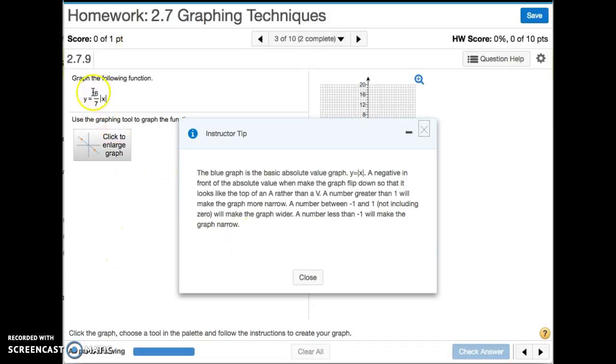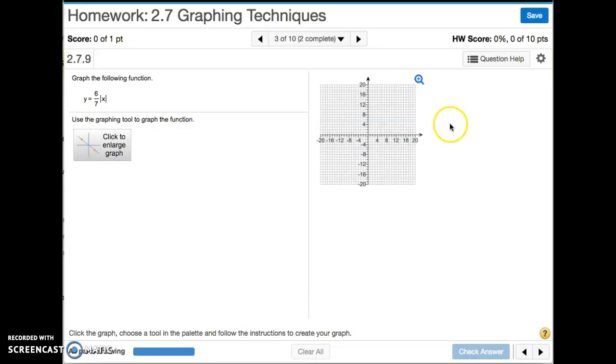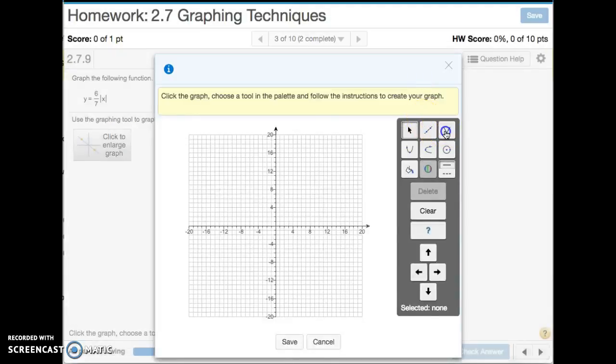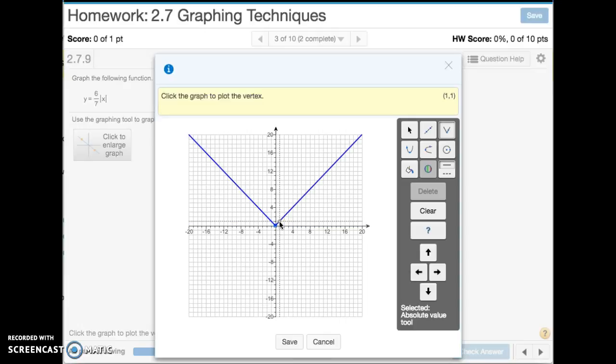Okay, here we have the graph y equals 6 over 7 times the absolute value of x. This is another absolute value graph, so we are going to use the V graphing tool. And this one, the vertex is still at the origin, but in this case we would want to find another point. In this case, when x is equal to 1, y would equal 6/7. But I really can't get that point just by clicking on the graph paper. I can choose another point that may be easier to graph.